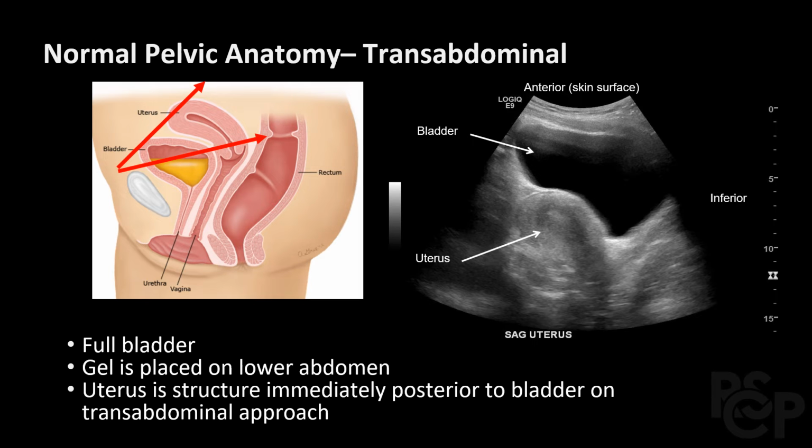To do a transabdominal pelvic ultrasound, the patient should have a full bladder. A full bladder lifts the small intestine out of the pelvis and creates an optimal acoustic window for ultrasound imaging. Gel is placed on the lower abdomen to ensure air-free contact between the curvilinear transducer and the skin. The uterus, if you look on the image on the right, is immediately posterior to the bladder on the transabdominal approach.